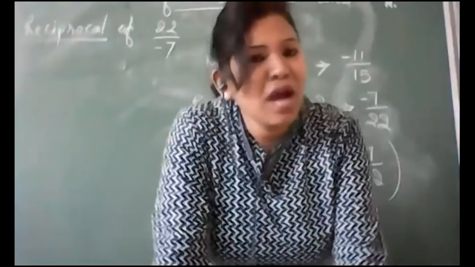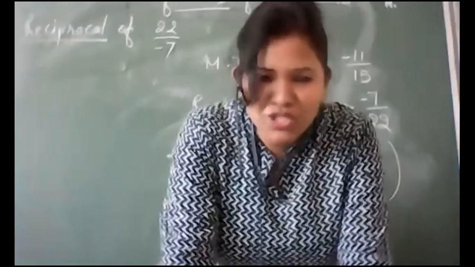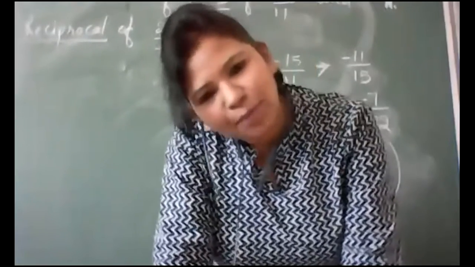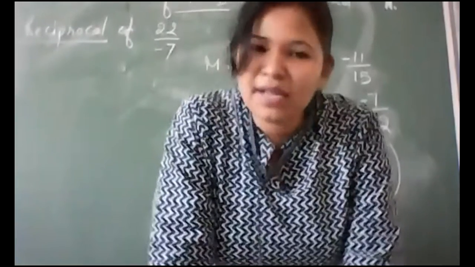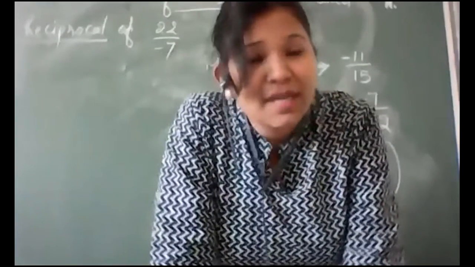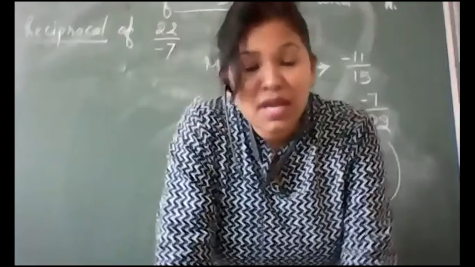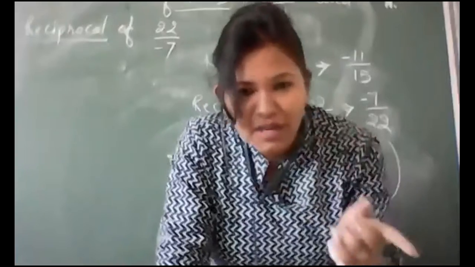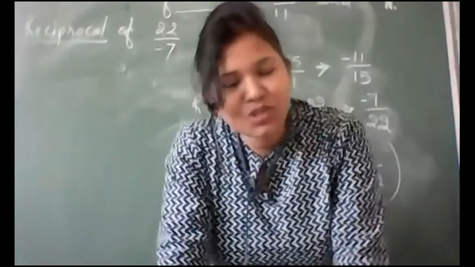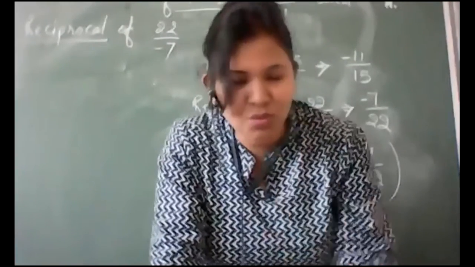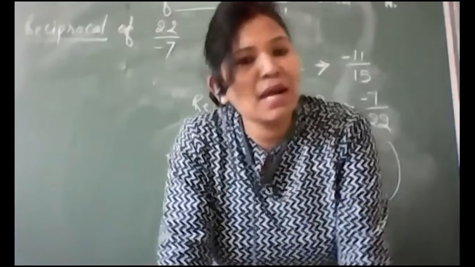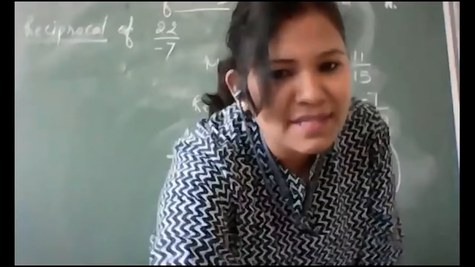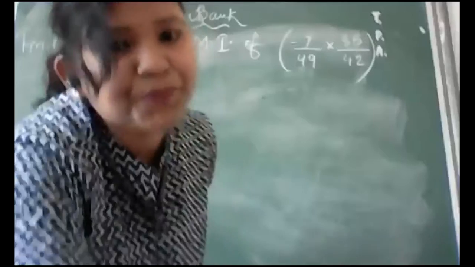Always remember, when you are given two numbers and you have to check whether they are reciprocal of each other, you just find their product. If the product is 1, they are reciprocal of each other, or you can also say they are multiplicative inverse of each other. And by the same process, if you have to check whether two numbers are additive inverse of each other, you just add them. If their sum is 0, they are additive inverse of each other. I hope this question is understood by everyone.